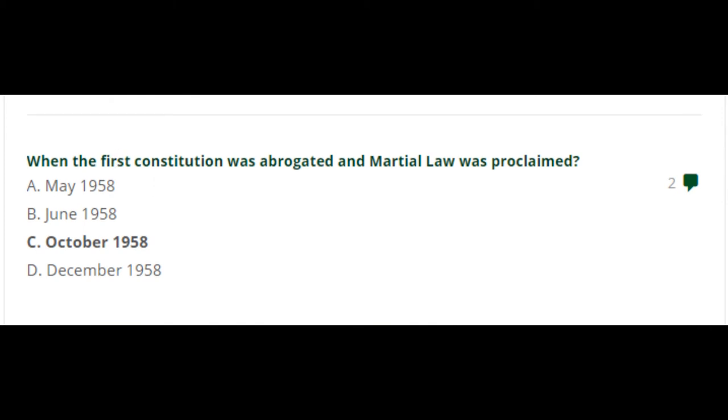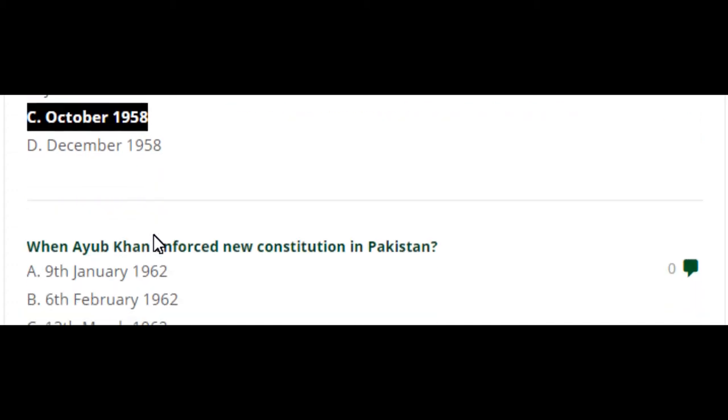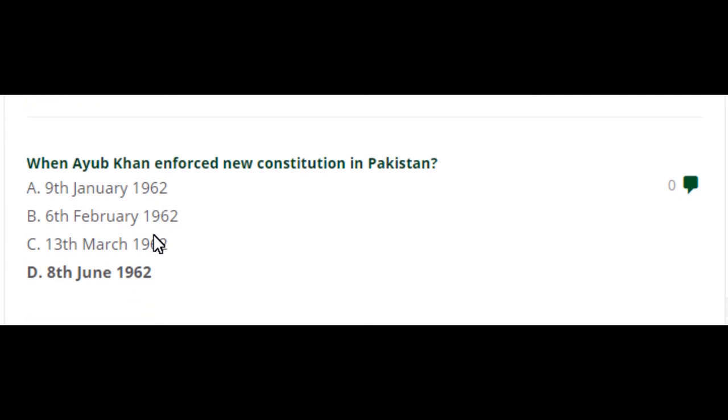When was the first constitution abrogated and martial law proclaimed? In October 1958, the first constitution was abrogated and martial law was proclaimed. When did Ayub Khan enforce a new constitution in Pakistan? It was 8 June 1962. So option D is the right answer.